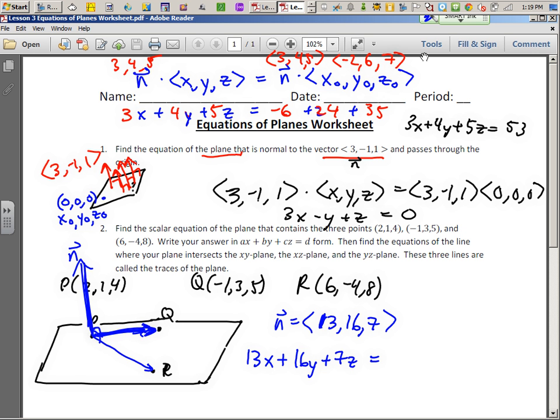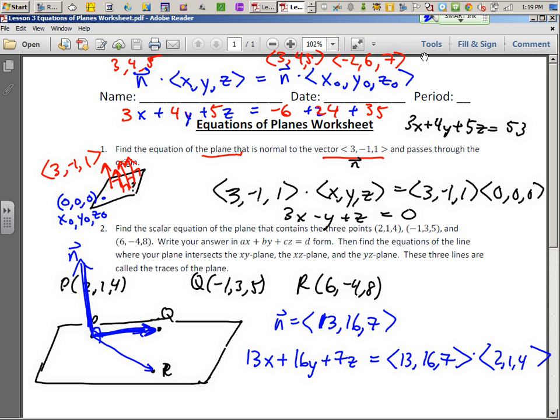And then for your right side, you're going to use 13, 16, 7. And you're not going to use vector PR or QR or any of that. You're just going to use one of the original points on the plane, like 2, 1, 4, for example, and turn it into a vector. So it's the vector 2, 1, 4.